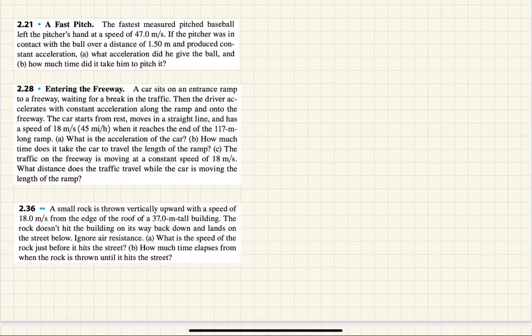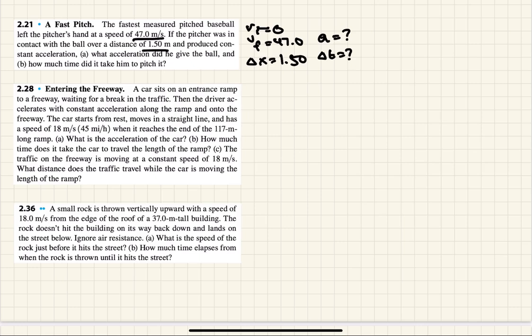Starting with number 1 here, there's a baseball that leaves the pitcher's hand at a speed of 47 meters per second. So we know when you start pitching a baseball, it has to start from rest. You don't catch a moving baseball and just pitch it forward. And so it's going to be Vi equals 0. Vf is equal to this 47.0 meters per second. And what is displacement? Well, that's going to be a distance of 1.50 meters. Now, knowing all this, you want to calculate the acceleration, because that's what it's saying. What acceleration did he give the ball and how long did it take him to pitch it? So for now, we don't care about time, but we will in the future.